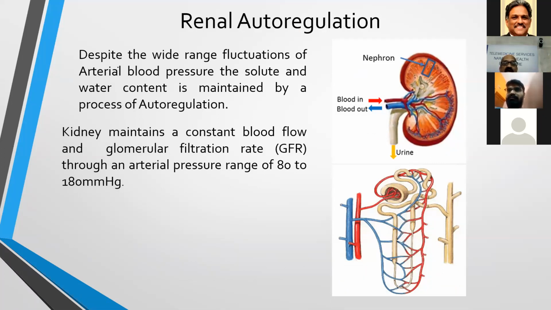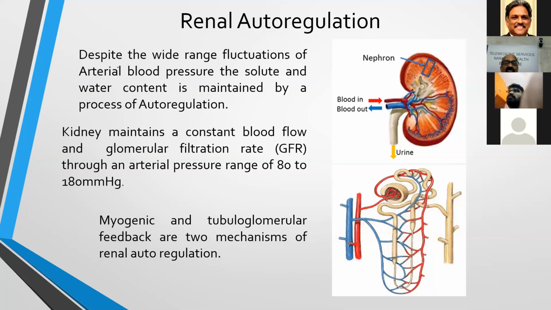But if the mean arterial pressure comes down to below 80 or below 60, or goes beyond 160 or 180 millimeters of mercury, the blood flow to the kidney becomes pressure dependent, which means that the blood flow decreases if there is hypotension, and blood flow increases if there is gross hypertension. This is important to understand because in hypertensive and diabetic individuals, these autoregulatory limits are elevated. And in these patients, we need to maintain the mean arterial pressure higher than usual to achieve normal or appropriate kidney function in that particular individual.